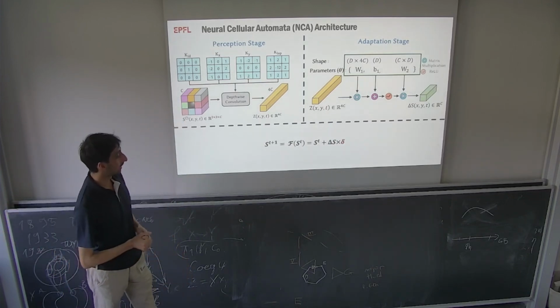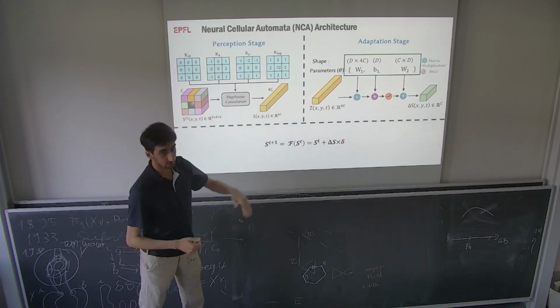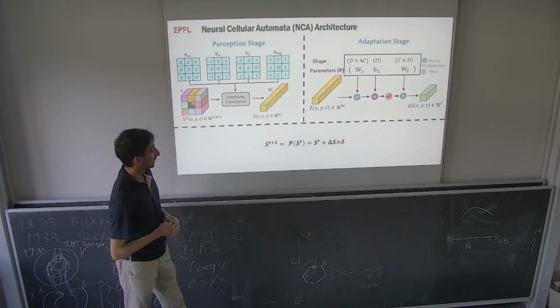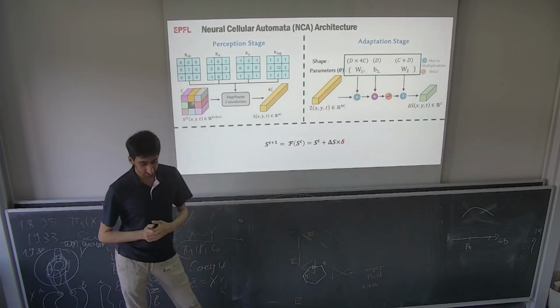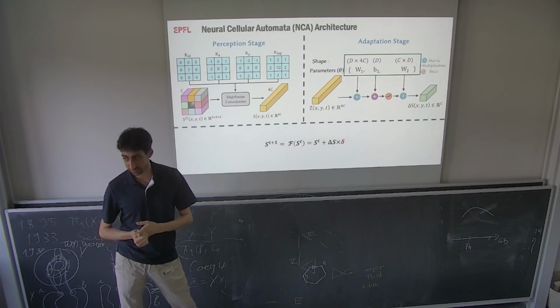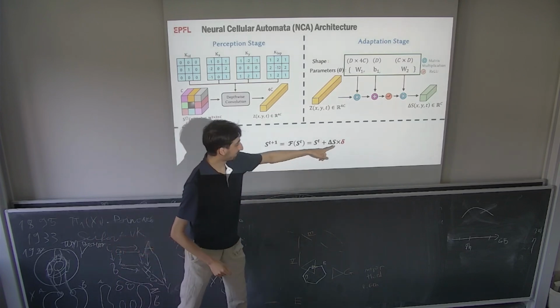And now, this thing happens for all the cells, and we have an update rule of this form. But there is a trick for NCAs that people use for textures, and that's this thing, delta, here.